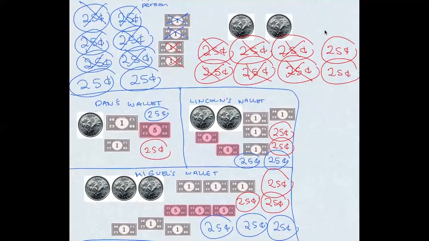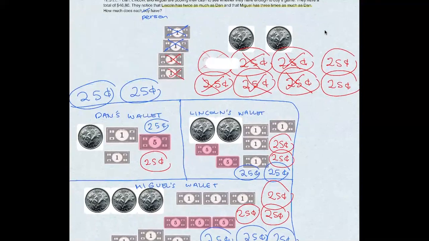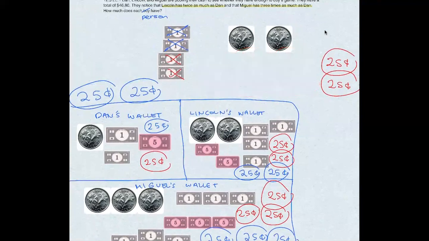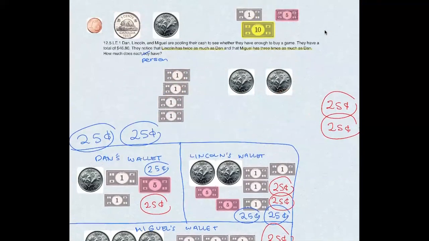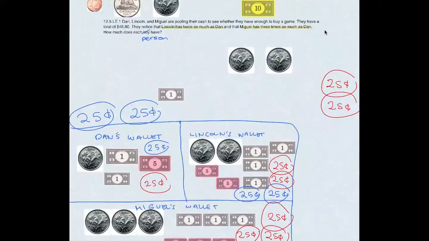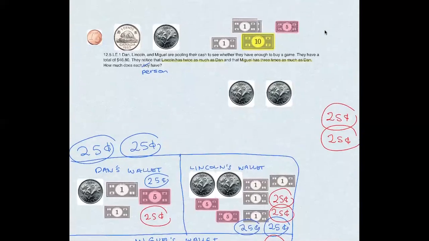All right. Now, for me personally, it's a little bit messy up here. I want to see how much money actually remains. So I'm going to go ahead and erase the money we've already gotten rid of into each person's wallet. And these $1 need to go back because we already broke them up. Okay. So now that that's all set up, we want to look at what we have left. We have 4 quarters and 2 dimes or 2 10-cent coins.